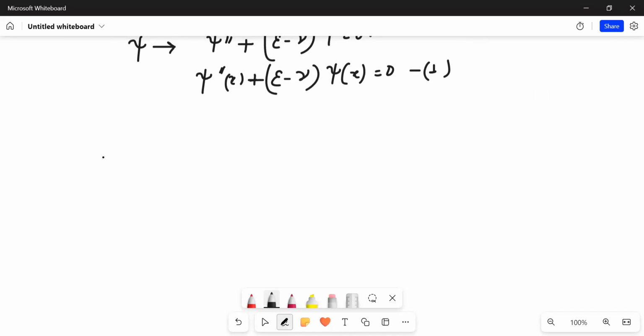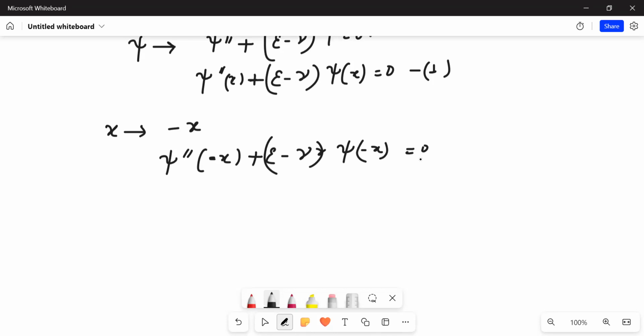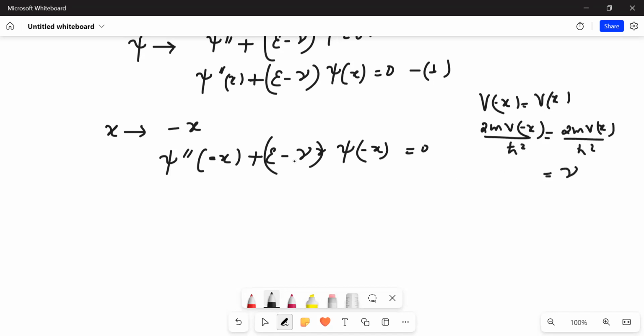Now, if we replace x by minus x, what will I get? I will simply get the same equation for psi of minus x. Why has V not changed? Because V is given to be even, so V of minus x equals V of x. Therefore, this does not get changed.